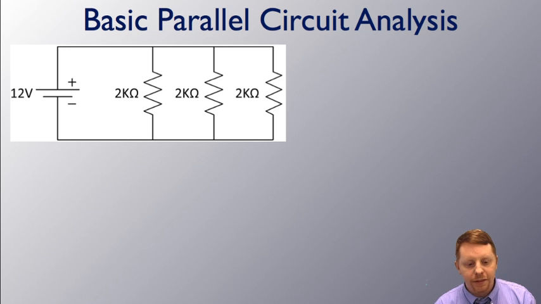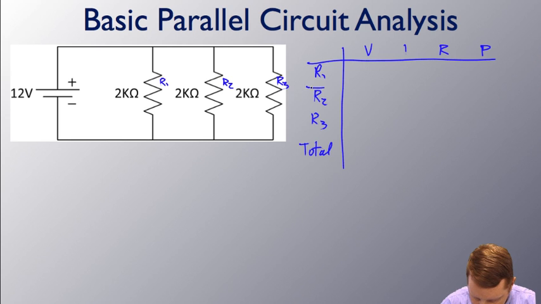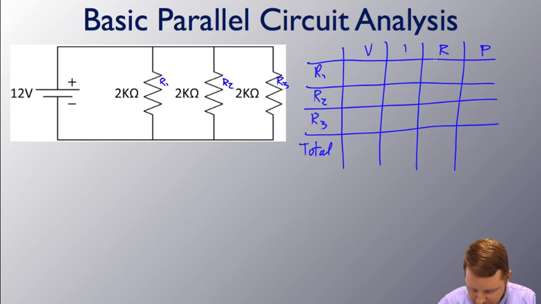If we take this a little bit further, let's do this with the parallel circuit analysis. Same idea. Let's make our VIRP table to begin with. Let's call this R1, R2, and R3. So our VIRP table will have R1, R2, R3, and our total, and V, I, R, and P. Now as we make our table here, we'll begin to fill in what we know. Each of our resistors again is 2,000 ohms.